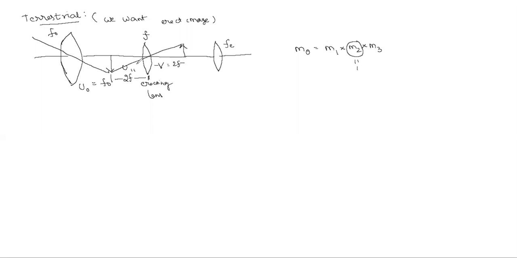Why? Because V is equal to U. Where M2 is equal to V by U, if you take that, it is 2F by 2F, which equals 1. So M theta, M2, again I am getting M1 into M3. M1 into M3 means magnification of objective lens times magnification of eyepiece.